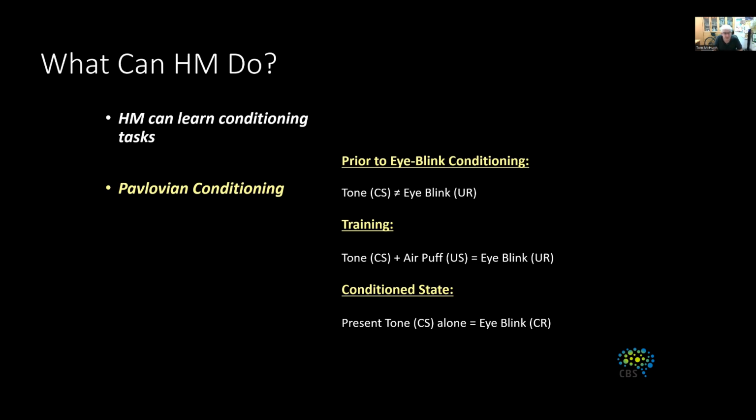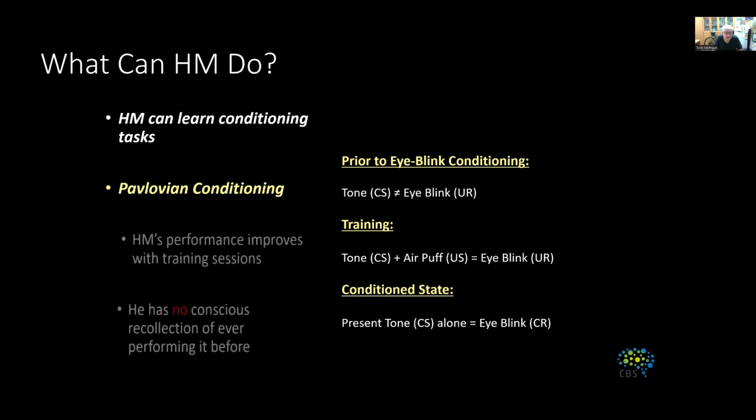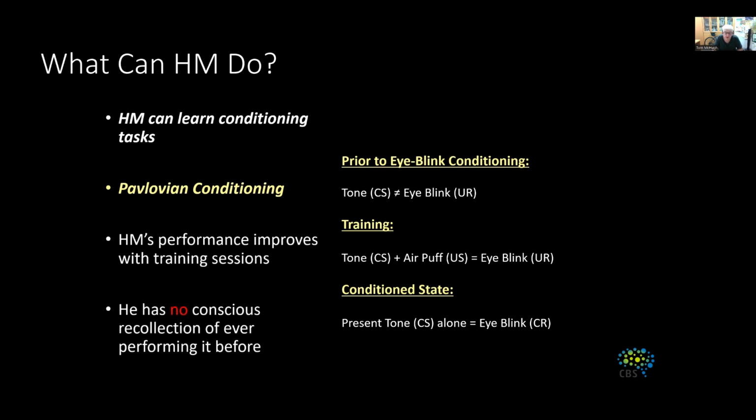When you do this kind of conditioning in the lab with HM, again, he blinks. His performance improves across the training sessions, very similar to a control individual. But if I were to ask you, why are you blinking? You'd say, well, yesterday you were blowing air at my eye every time I heard this tone. If you ask HM, he would not be able to describe that. He had no conscious recollection of performing it before, even though the memory was intact. So what does that tell us?